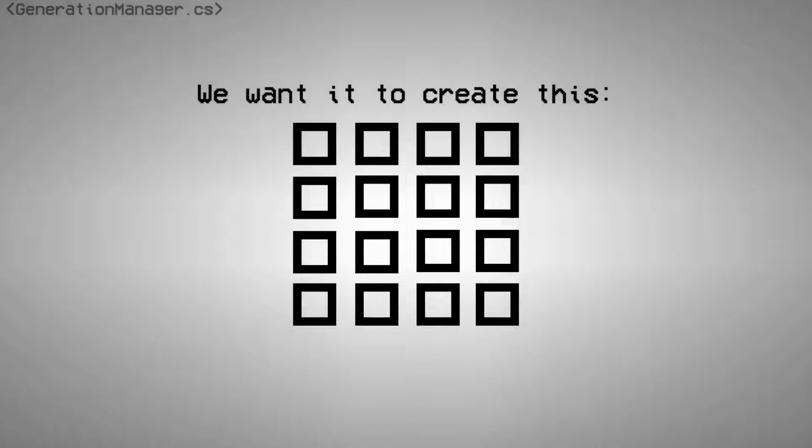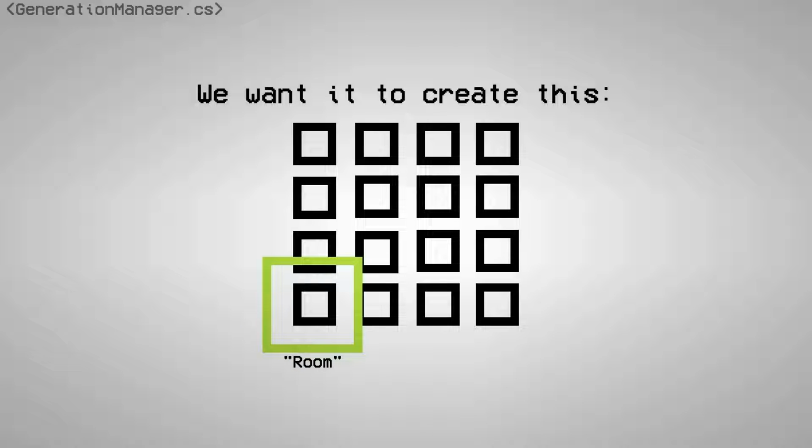Before we create this script, it is important for you to understand what this code is actually going to do. First of all, we want this script to generate rows that will form this type of grid. In doing this, the Generation Manager creates boxes, which later will turn into rooms. All of these rooms will be different and are actually going to contribute to our maze generation later on, but we'll get to that later.